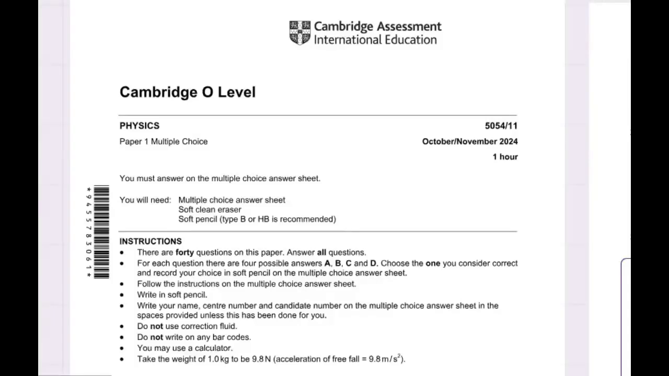Today we will be solving the Cambridge O-Level Physics past paper from October-November 2024. This is paper 1 variant 1, where we are given 40 questions and we have to solve them all within 1 hour. One thing to note is that we will be taking the acceleration of free fall to be 9.8.